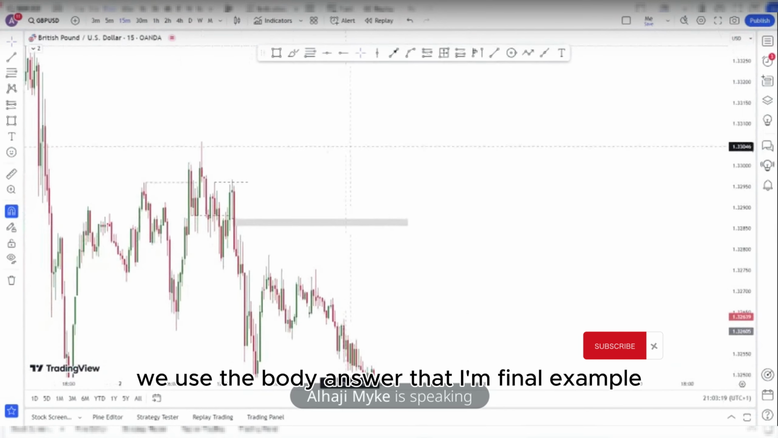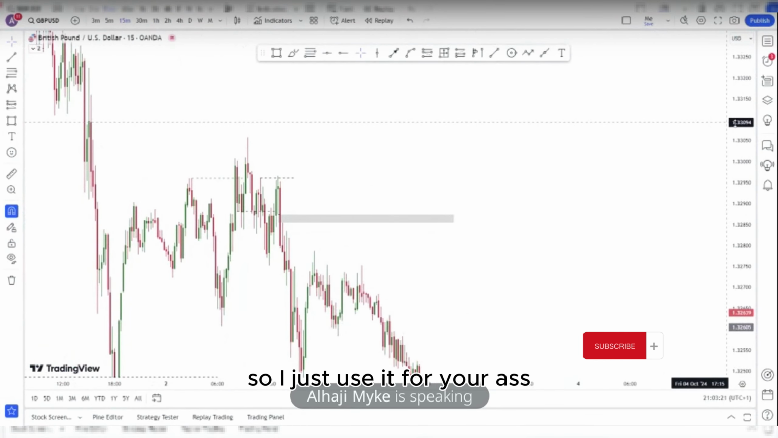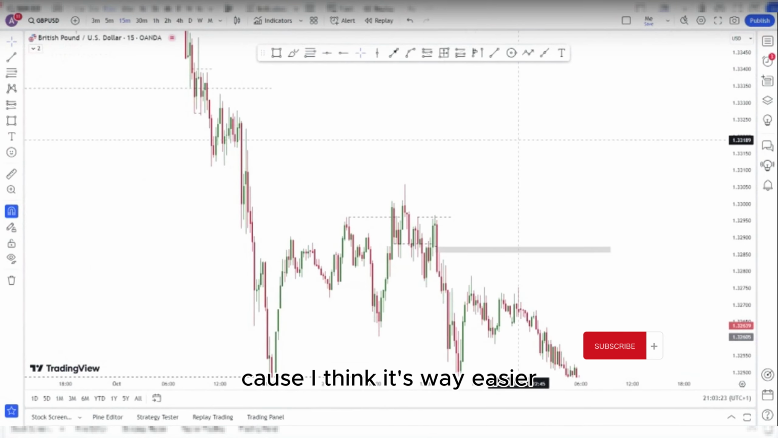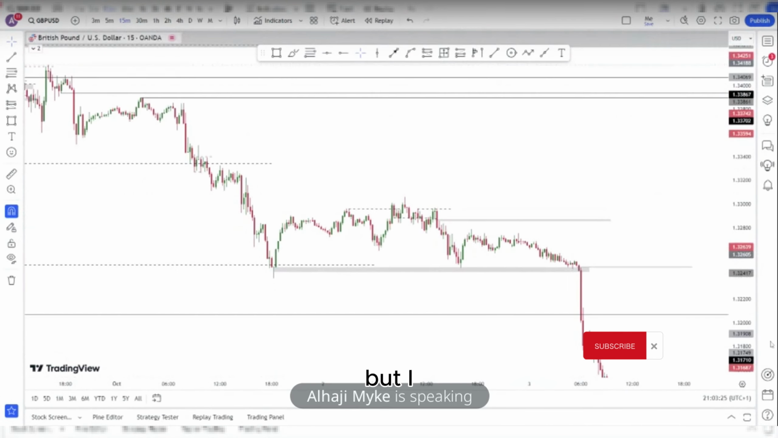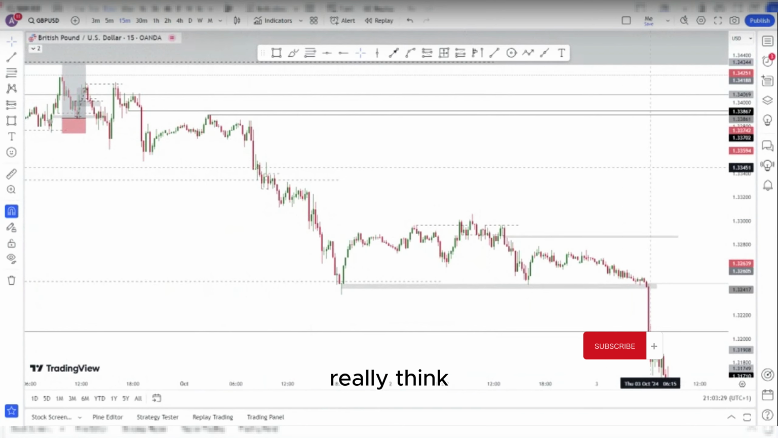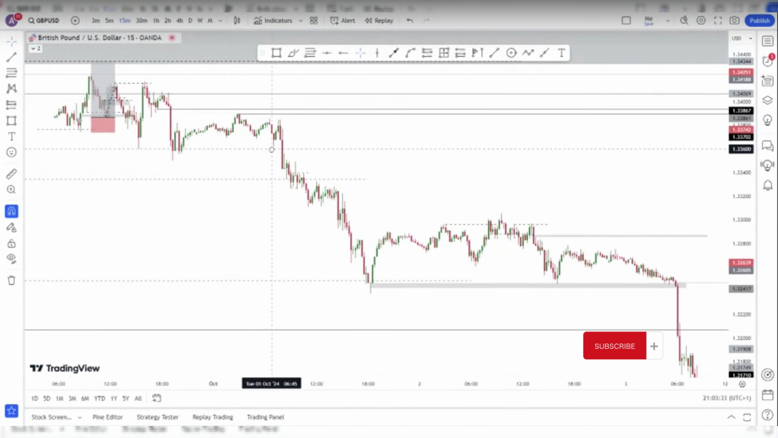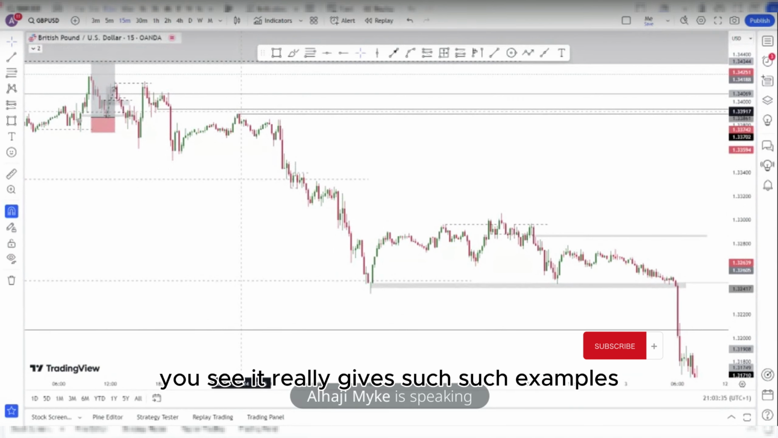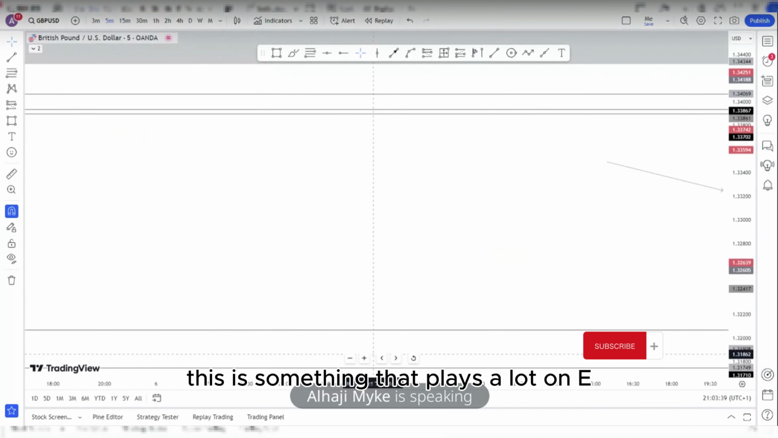If I can find an example, I'll just use it for you because I think it's way easier. But I don't really think GU barely ever gives us such things. It's usually EU, the pair that's usually okay. I think this should be. It's EU that usually gives us such examples. This is something that plays out a lot on EU.